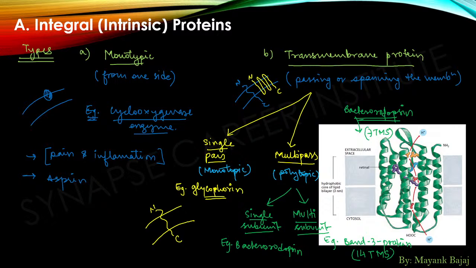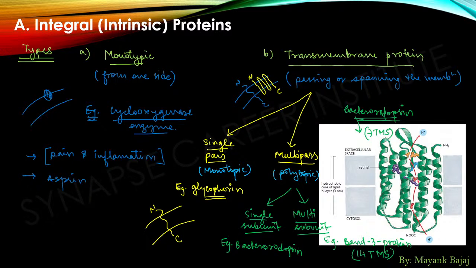Single pass means they are protruding only once through the membrane, that is only one transmembrane segment. Multi-pass means more than one transmembrane segment, right? A protein with more than one transmembrane segment, that is multi-pass, can further be subdivided into whether the polypeptide chain is single or there are two different polypeptide chains, right?